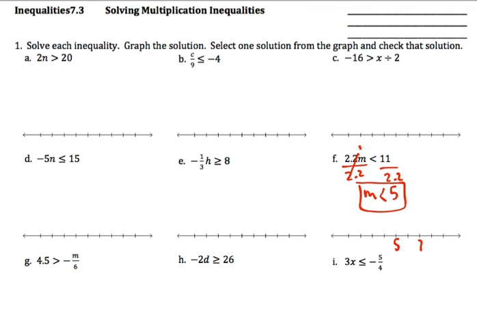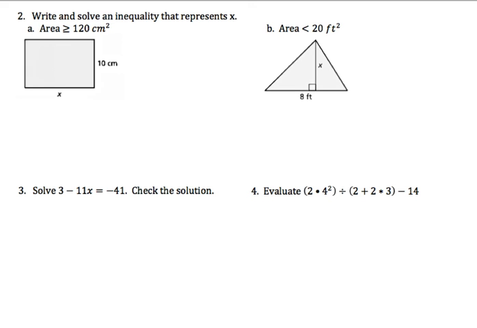5 is the important number here. And it is not included. M is less, so that will go to the less than side. Then you need to check a solution. 0 is one of the solutions, so let's try it. 2.2 times 0 is less than 11. 0 less than 11 is true. There's F done.